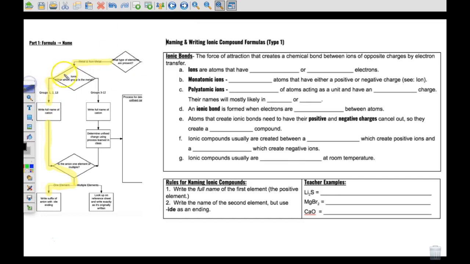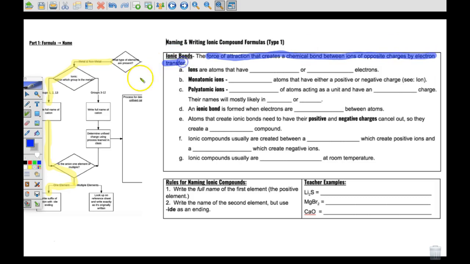Before we really start diving into how to name ionic compounds, it's important to remember that we have some basic knowledge to understand. An ionic bond is the force of attraction, or the electrostatic attraction, that creates a chemical bond between ions of opposite charges through electron transfer. Ions are atoms that have more or less electrons than they should in order to be neutral. If they have more, they become an anion. If they have less, then they become a cation.